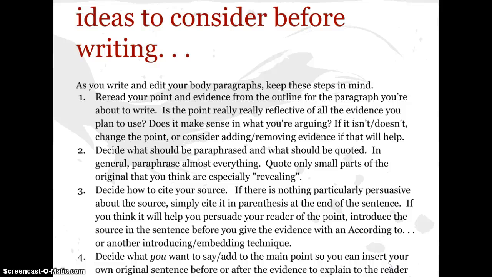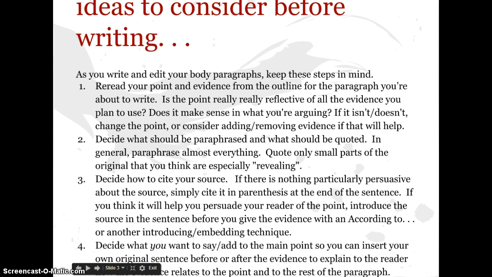Then decide how you're going to cite your sources. If there's nothing particularly persuasive or meaningful about the source in terms of who's saying it, maybe with ethos, simply cite it in parentheses at the end of the sentence. If you think it will be helpful to persuade your reader of your point, then introduce a source in a sentence before you give evidence with something like "according to" or another introducing or embedding technique. Then finally, decide on what you want to say and add to the main point so you can insert your own original sentence before or after the evidence to explain to the reader.